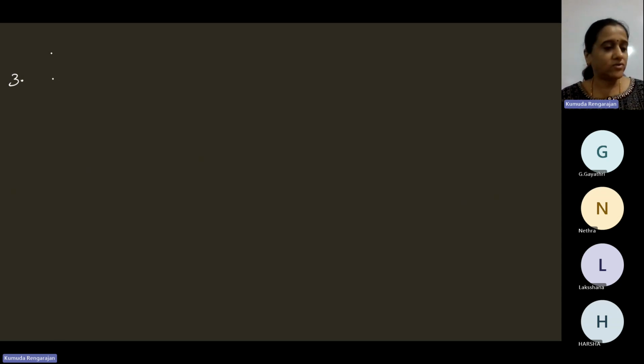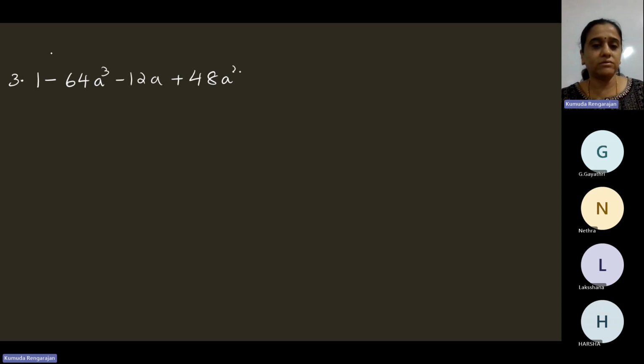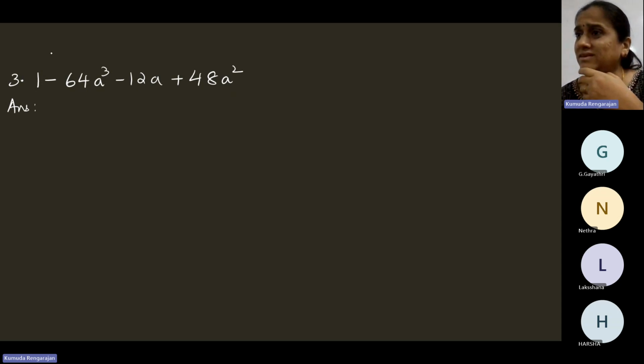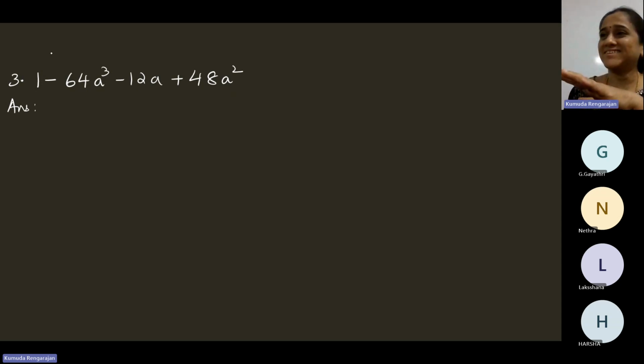Next one, same heading, factorize 1 minus 64a cubed minus 12a plus 48a squared. So how many terms? 2 terms. Can you identify any perfect? No, I said 2, is it by mistake? Oh, sorry. How many terms? 4 terms. How many perfect squares or perfect cubes?